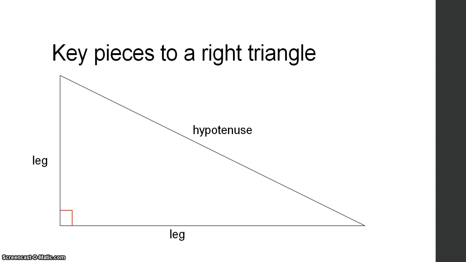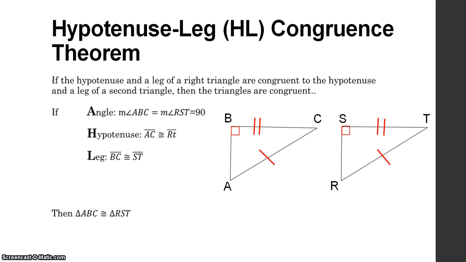The other type, hypotenuse leg, deals with a right triangle. So I just want to make sure and review the key pieces of a right triangle, because if I reference hypotenuse and leg, you need to know which one's which. So just to remind you, in a right triangle, the two pieces of the triangle that make up the right angle are known as the legs, and the longest piece, the one directly across from the right angle, is called the hypotenuse. So now that we know the pieces of a right triangle, our hypotenuse leg congruence theorem states that if the hypotenuse and leg of a right triangle are congruent to the hypotenuse and leg of a second triangle, then those triangles are congruent.